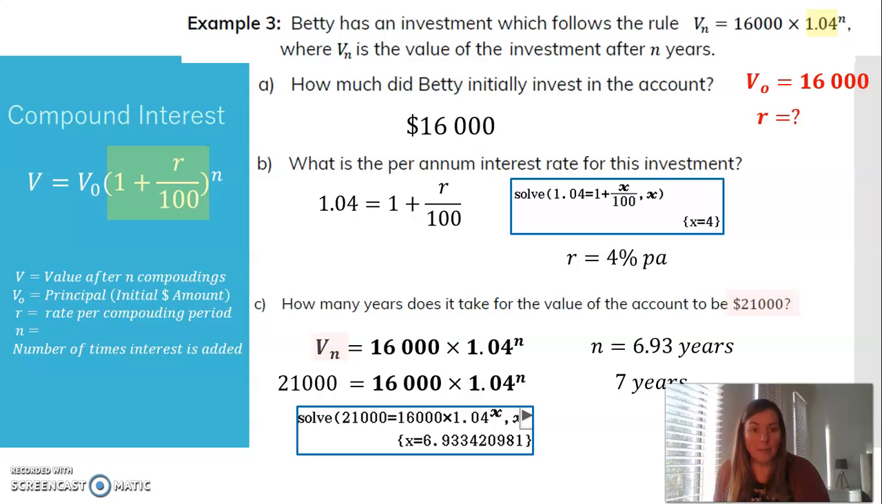Now, I've rounded this one up to 7 years, and the reason for that is that interest is being added every year. So I had to round it up to the next year, because interest doesn't get paid at 0.93 years. It's telling me here that it's doing it annually. Okay, so I have rounded up here.